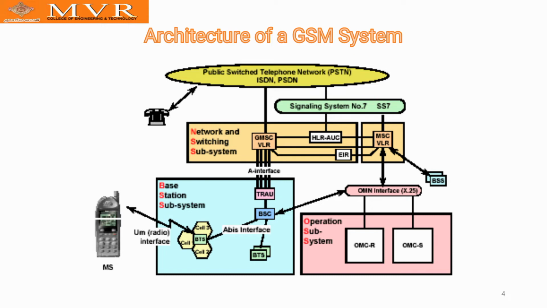In that base station subsystem, it has the base switching center. In this base switching center, having the base interface, the BTS, which is nothing but the base transceiver station, is involved by using the A interface. Here the A interface will be connected to the GMSC, which means the gateway mobile switching center. These are all included in the network and switching subsystem.